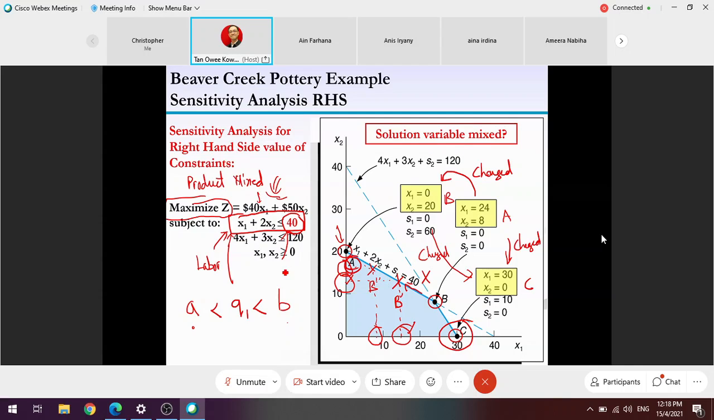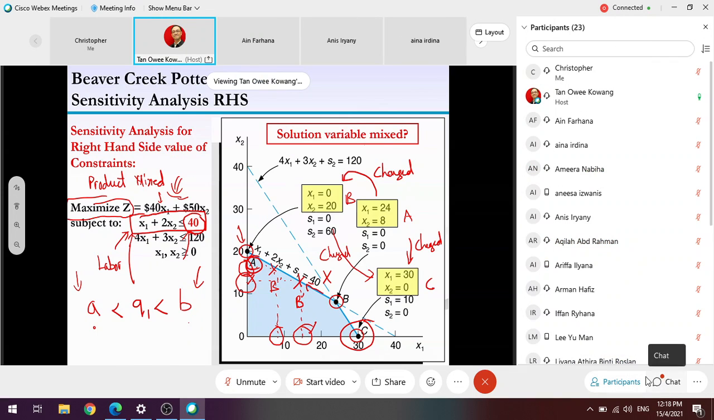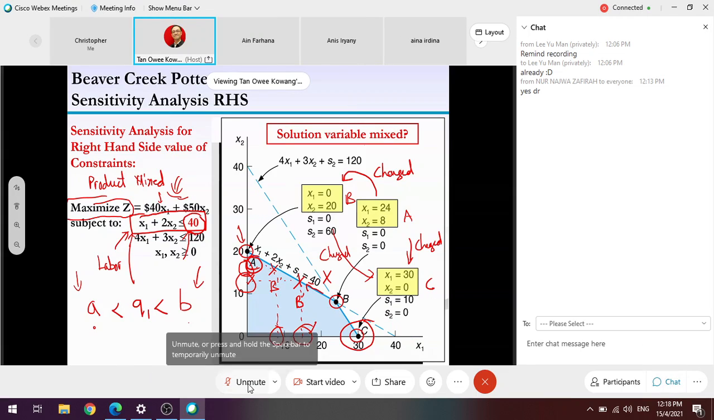It means the solution will propose to produce either ball or mug. So that is the meaning of sensitivity range for right hand side value: the range in which, when the constraint requirement changes, the solution variable mix does not change. Do you understand up to here?